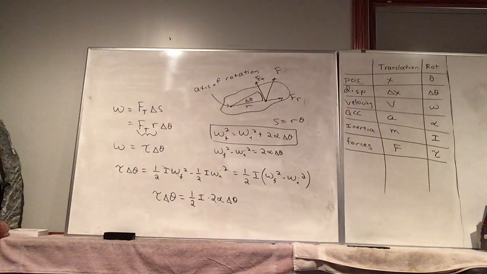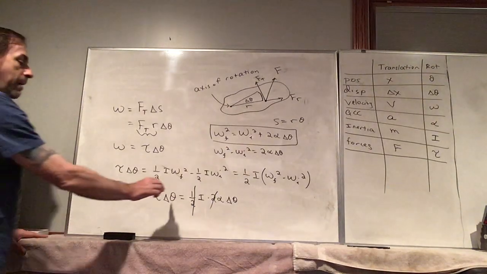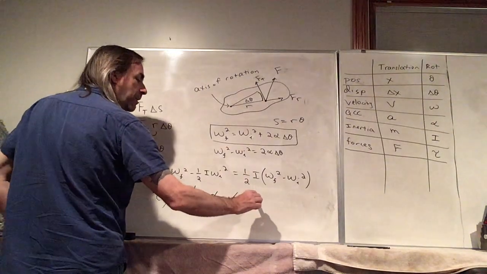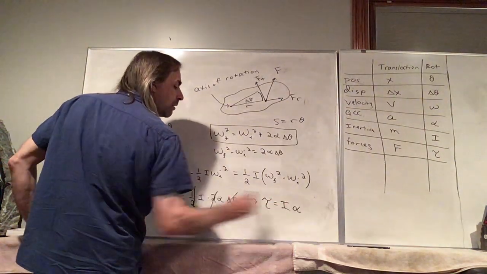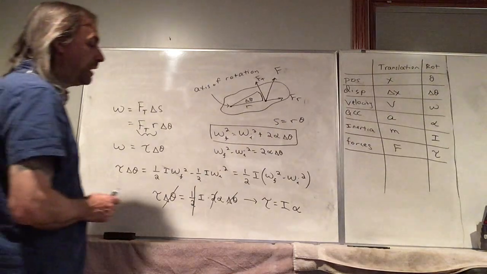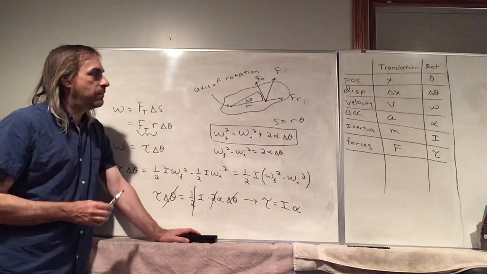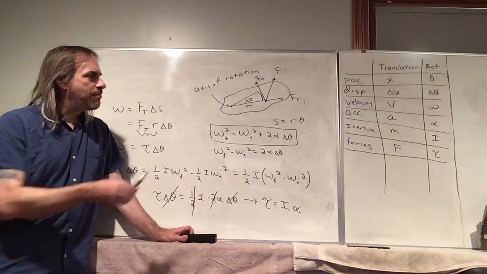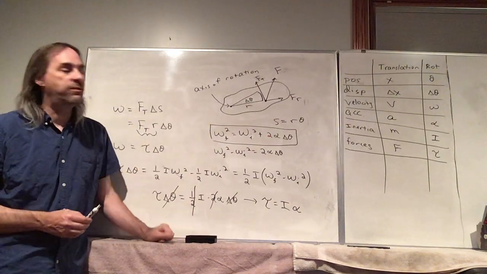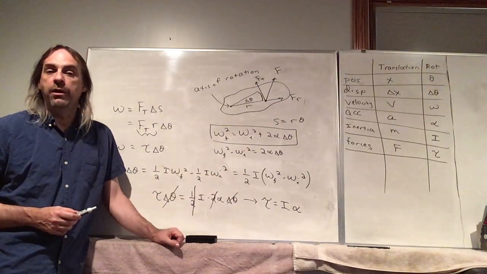Okay, so we have 1/2 I times 2 alpha delta theta. Now the 1/2 and the 2 cancel each other out. And we have a delta theta on both sides, so we can cancel those out. And we get the result, torque equals I alpha. Now, we showed that for this one force acting on this rigid object. If we had multiple forces, we could repeat this for each force. The net result is, the net torque equals I alpha.